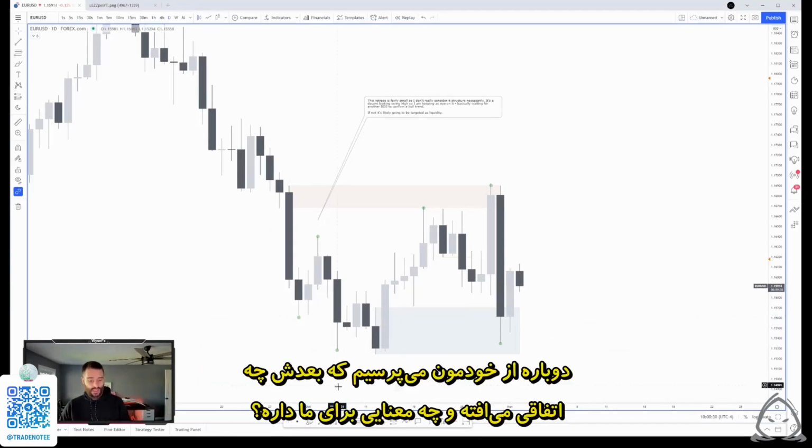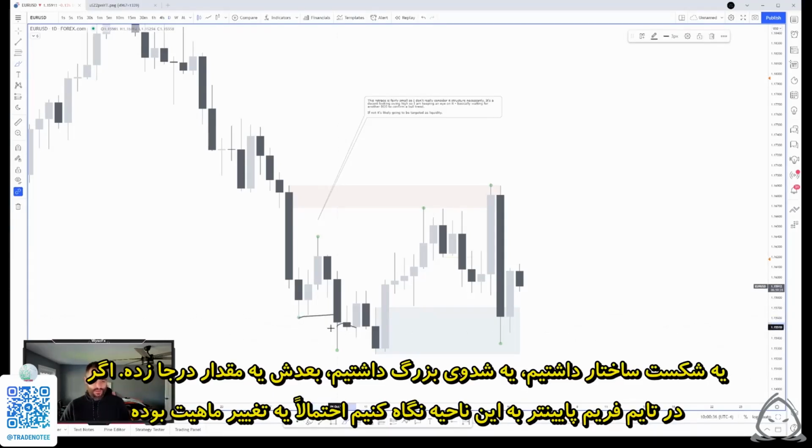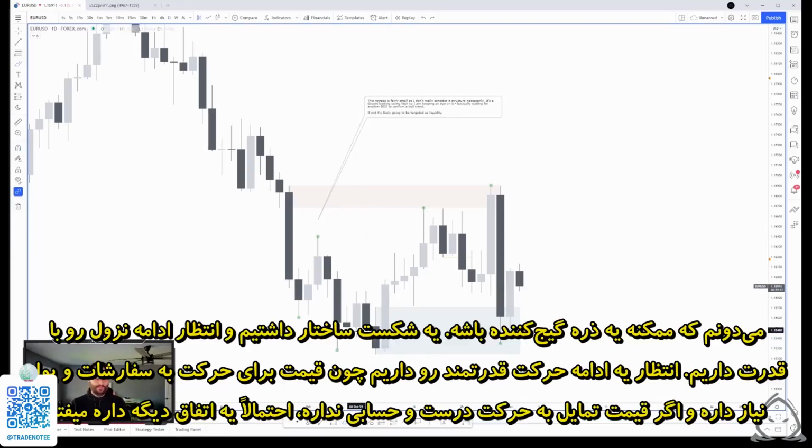But what we can see again is we ask ourselves, what happens next and what does that mean for us? So we break to the downside. We have a large wick. We start to consolidate. And if we just look at internal price action, this is probably going to be some kind of change of character on a lower timeframe, if we just look away from this wick, so to speak.